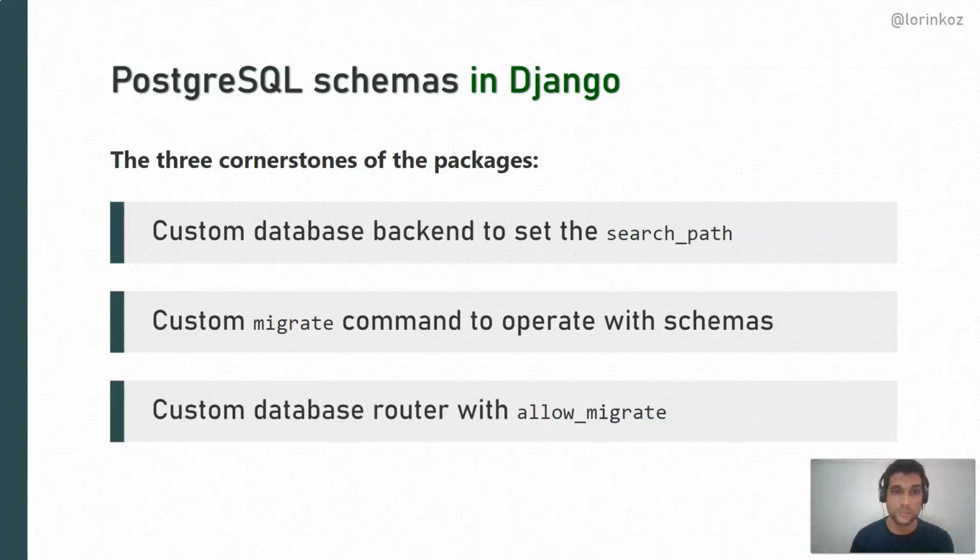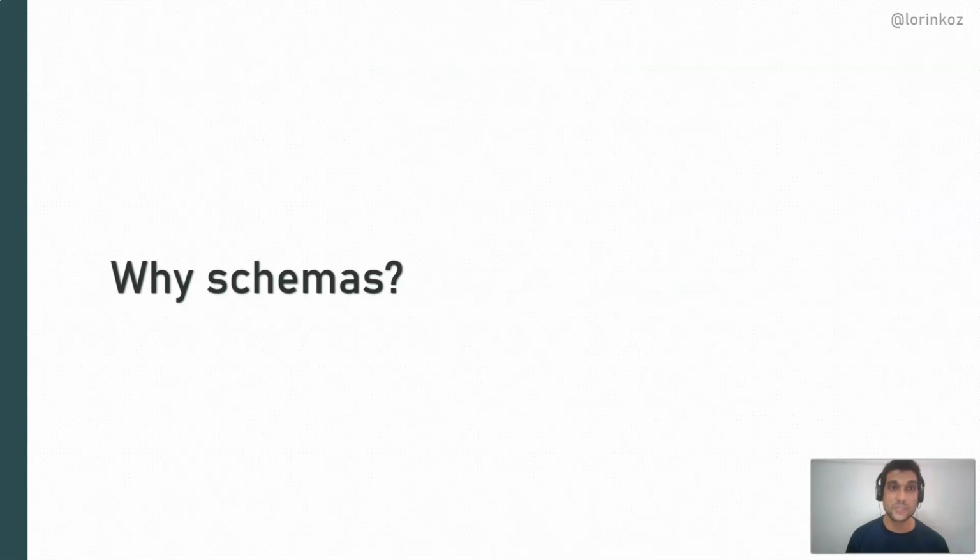And third, they have a custom database router with the allow_migrate hook so that, working in tandem with the migrate command, the right models are getting placed in the right schemas. Now that we've made this super quick theoretical introduction, let me ask you something very important.